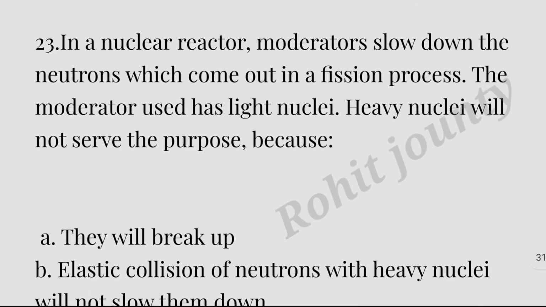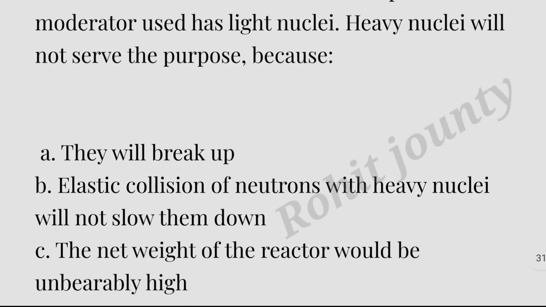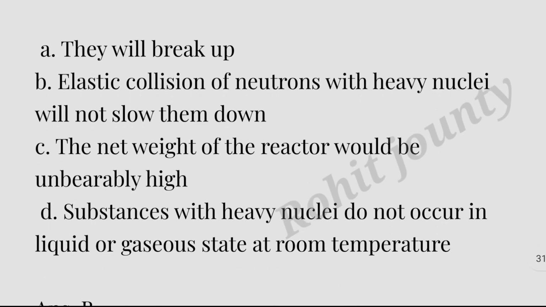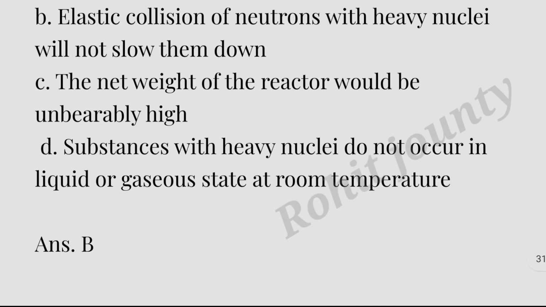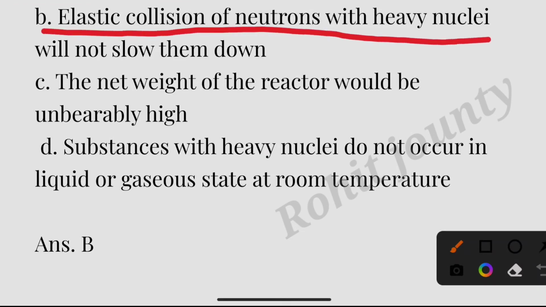Question number 23. In a nuclear reactor, moderator slows down the neutrons which come out in fission process. The moderator used has light nuclei. Heavy nuclei will not serve the purpose because option A they will break up, option B elastic collision of neutron with heavy nuclei will not slow them down, option C the net weight of reactor would be unbearably high, option D substances with heavy nuclei do not occur in liquid or gaseous state at room temperature. The correct answer is option B. Elastic collision of neutrons with heavy nuclei will not slow them down.